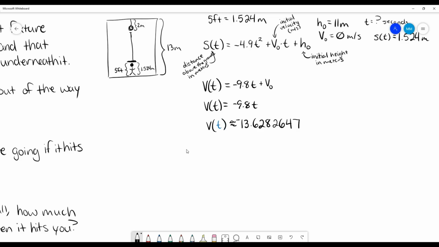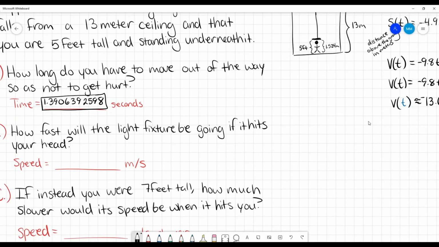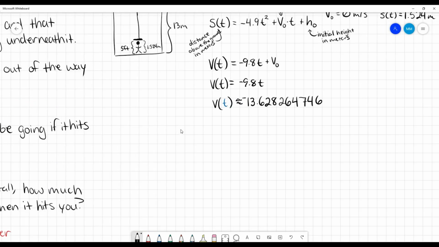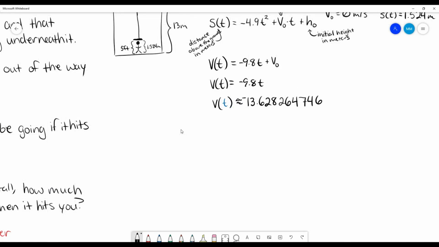But the important thing to remember here is that it's asking us for the speed and not the velocity, right? A lot of people think that velocity and speed are the same, and they kind of are, except that speed can never be negative. Speed is the absolute value of velocity. So our velocity is negative, but our speed is just going to be whatever this is, not negative.